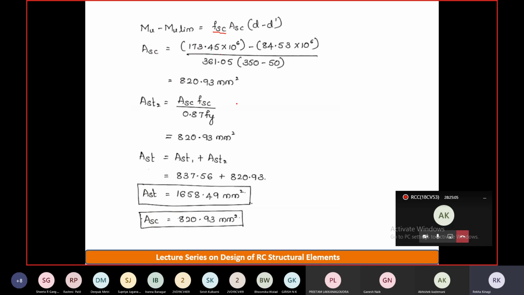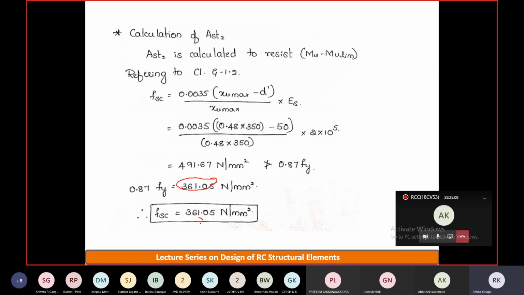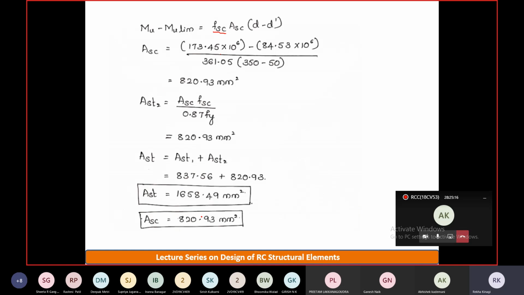Henceforth, you can write here: FSC should be taken as 361.05 Newton per mm square for all further calculations. So we are considering the same value into D minus D dash, 350 minus 50. So the ASC value is 820.93 mm square. Now once we get this value of ASC, the next thing is to calculate AST2.